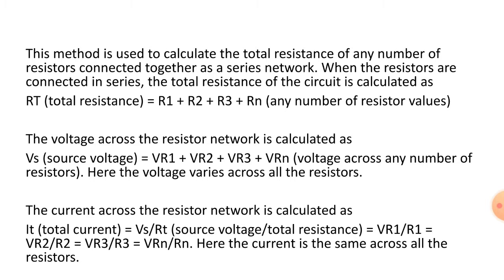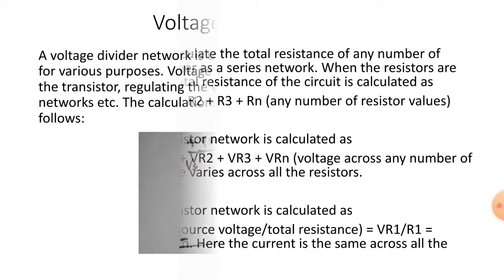The current across the resistor network is calculated as IT, or total current, equal to Vs by RT, or source voltage by total resistance, equal to VR1 by R1 equal to VR2 by R2 equal to VR3 by R3 equal to VRn by Rn. Here the current is the same across all the resistors.